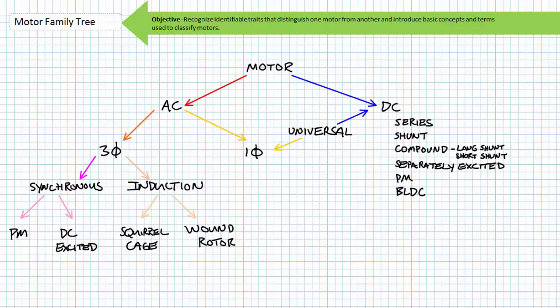That about wraps it up for our brief tour of the motor family tree. Yes, there are gaping holes and missing branches, but for the most part, these are the ones you will most often run across. In conclusion, this lecture accomplished a brief tour of the motor family tree. Along the way, we learned to recognize identifiable traits that distinguish one motor from another. Additionally, we introduced basic concepts and terms to assist you in the task of classifying motors when encountered in their natural habitat. Remember to review this material as often as you need to really drive it home. Imagine how well lab will go if you know what you're doing.